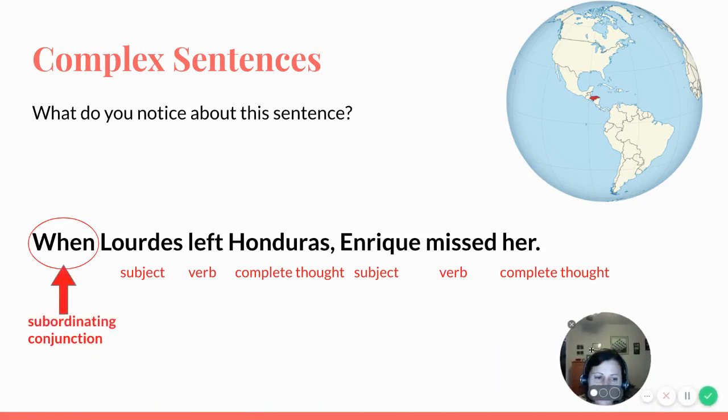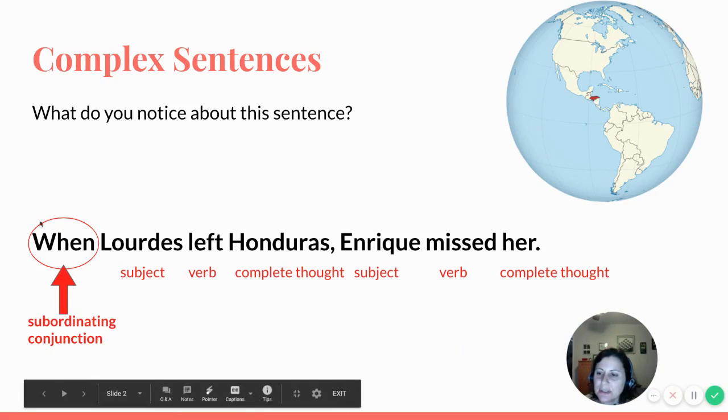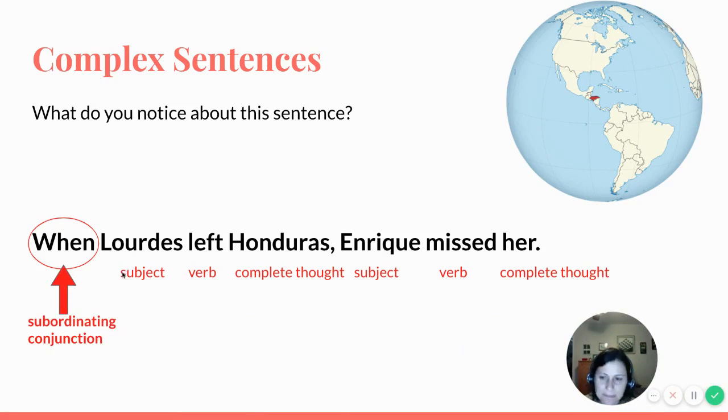It has a subordinating conjunction in one of the clauses. These are different than compound sentences, which we studied last week, which had and, but, or, so, with a comma in the middle. Those were called coordinating conjunctions, the fanboys. Here, we have subordinating conjunctions. These are words like when, after, before, if. Let's learn more about these complex sentences.